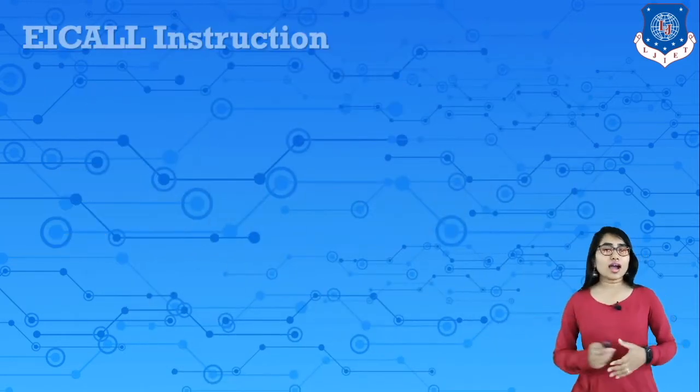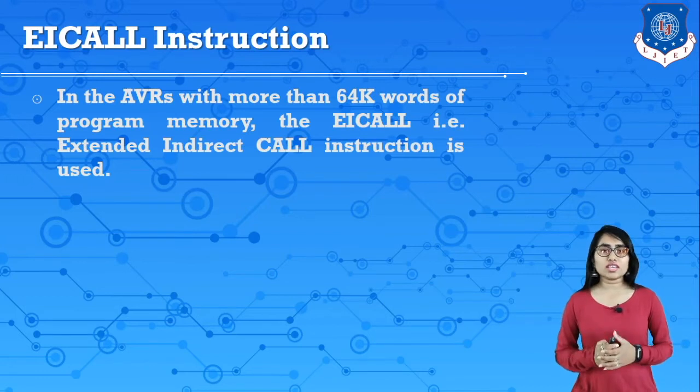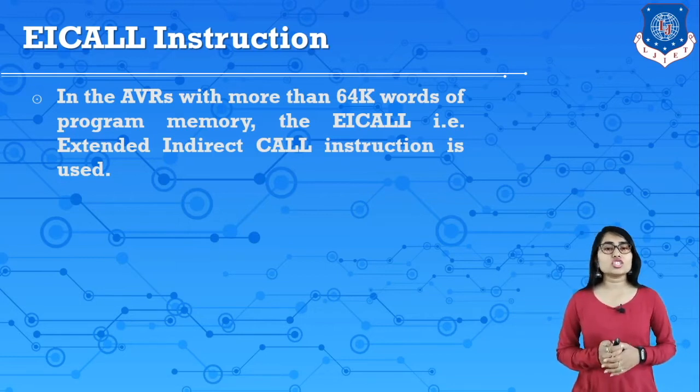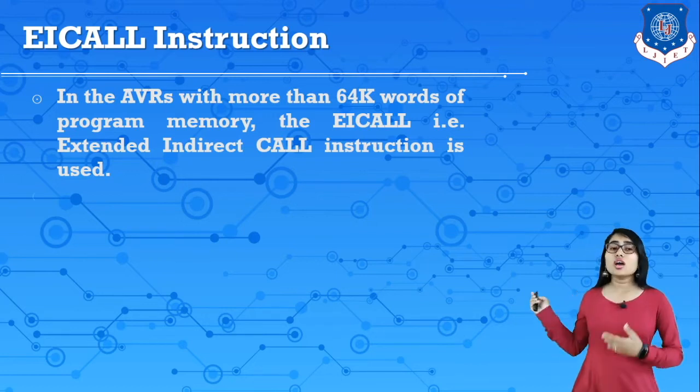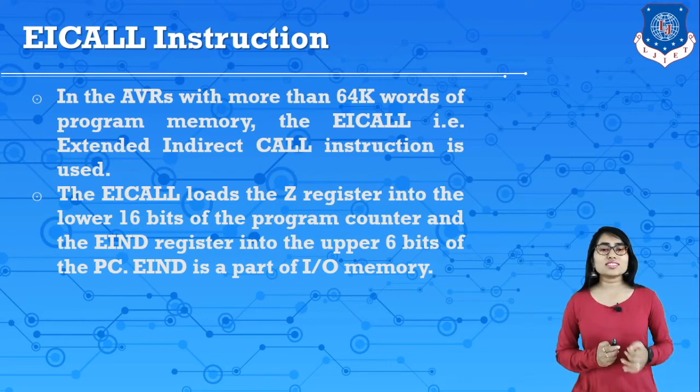Then the EICALL instruction. In AVRs with more than 64K words of program memory, the EICALL, that is extended indirect call instruction, is used to extend the memory address range. So for an AVR with more than 64K words, this EICALL instruction is used. EICALL loads the Z register into the lower 16 bits of the program counter, and another register known as the EIND register into the upper 6 bits of the program counter.